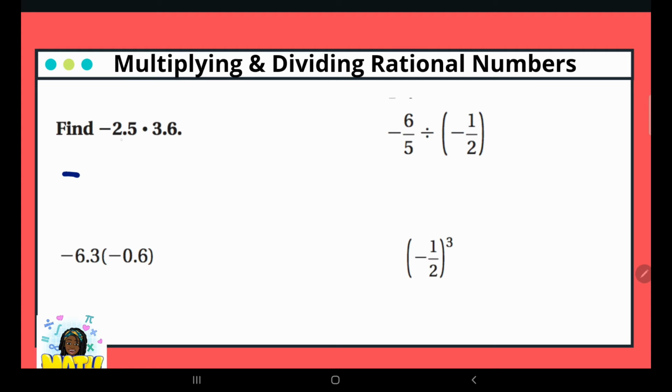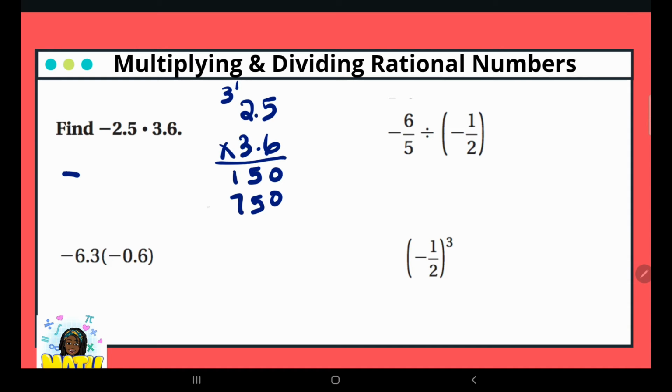So 3.6 times 2.5. And I don't have to rewrite that negative over here when I'm multiplying because I know that I'm going to add it in at the end with my answer. So 2.5 times 3.6. And let's go ahead and multiply. 6 times 5 is 30. 6 times 2 is 12, plus 3 is 15. Put in my placeholder. 3 times 5 is 15. 3 times 2 is 6, plus 1 is 7.